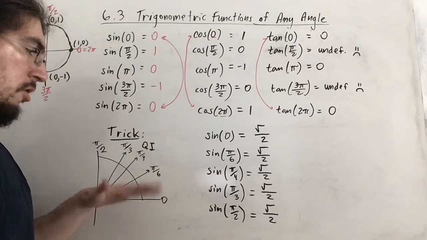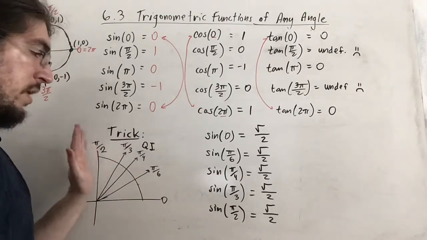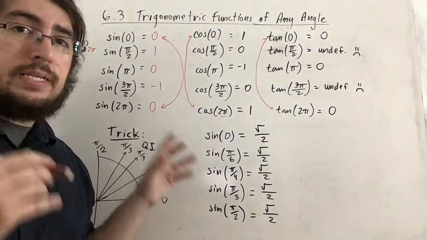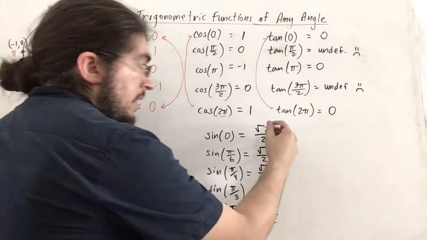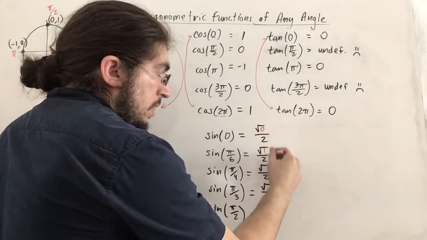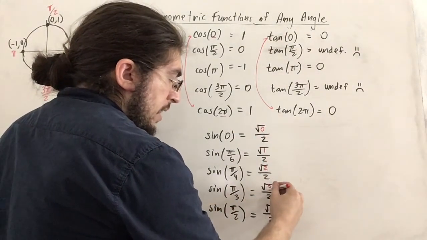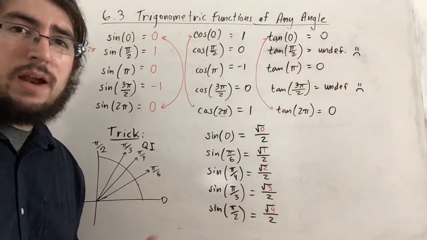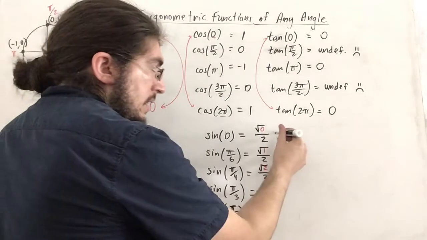In order, 0, pi over 6, pi over 4, pi over 3, and pi over 2, so I've just written them like this. Now, the pattern is the following. Inside the radical will be 0, 1, 2, 3, and 4. And that's it. That's kind of what I remembered. And this is, of course, 0.